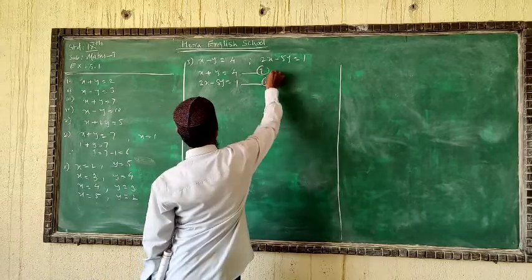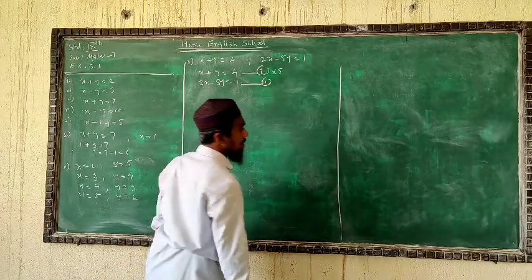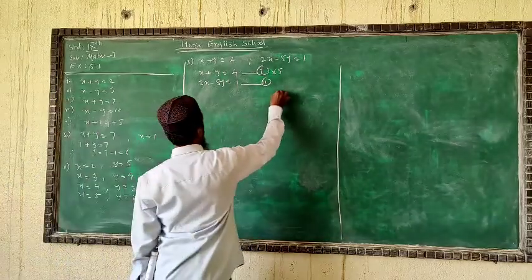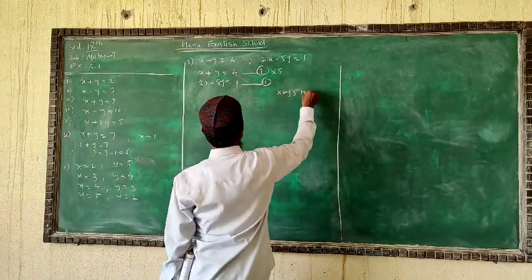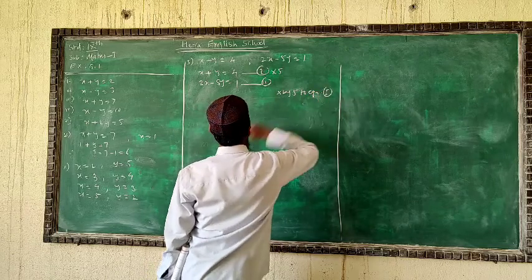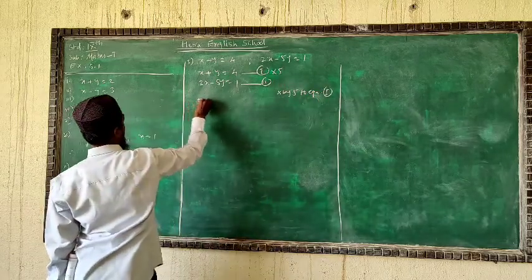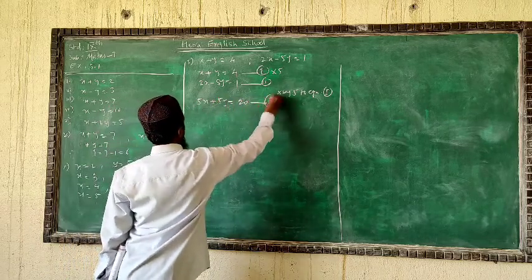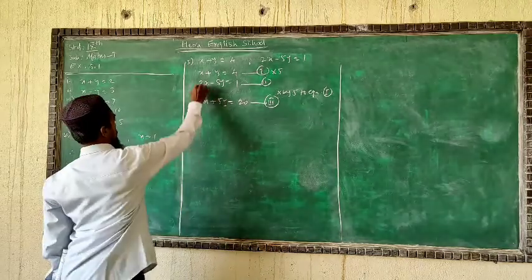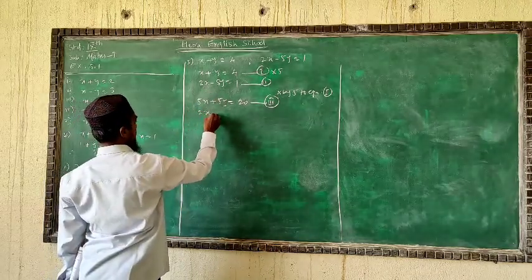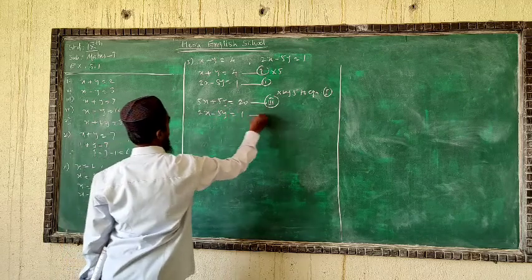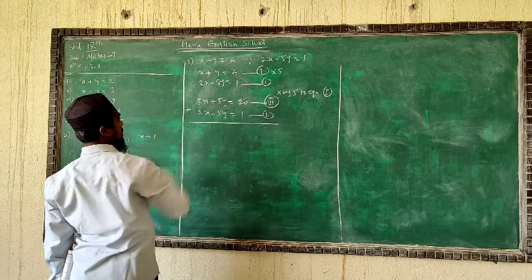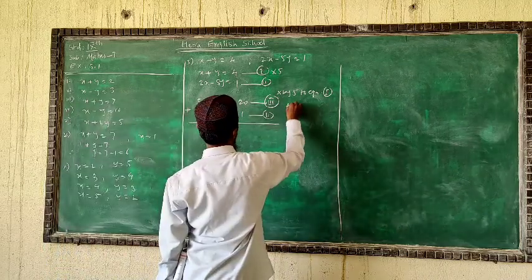Suppose we multiply equation 1 by 5. Writing here, multiplied by 5 to equation 1, you will get 5x plus 5y is equal to 5 into 4, which is 20. This is the third equation. Now take down the second equation, 2x minus 5y is equal to 1. Now we will add both equations, the third and the second.